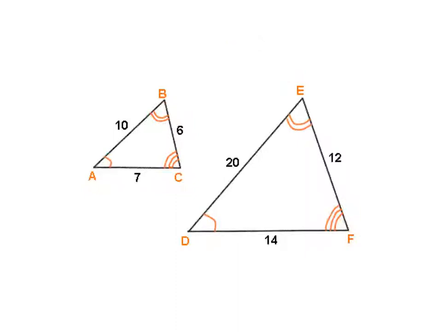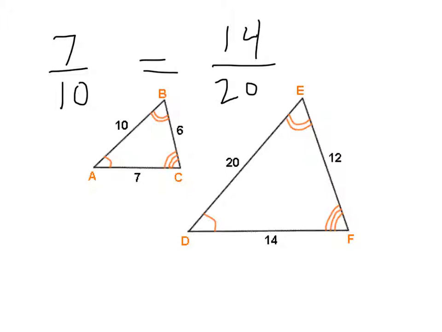How else can we see proportionality in these figures? Well, if we take the bottom and compare it to the longest side in both of these figures, we have the same ratio. 7 is the bottom, over 10 is the long side for the first figure. On the second figure, 14 is the bottom, and 20 is the longest side. You can see that these two ratios are exactly the same amounts. Therefore, we have a proportion here, and we have proportionality in our figures.